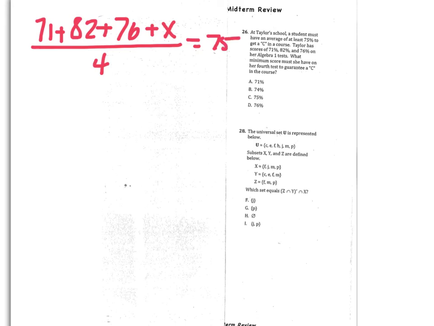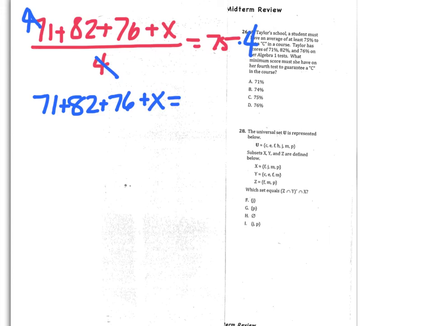So for me to solve this from here, I'm going to first multiply both sides of this equation by 4. When I multiply the left side by 4 and the right side by 4, these 4's on the left are going to cancel, and that leaves me with 71 plus 82 plus 76 plus x is equal to 75 times 4. Notice that the 4 on the left went away, so 75 times 4 is 300.